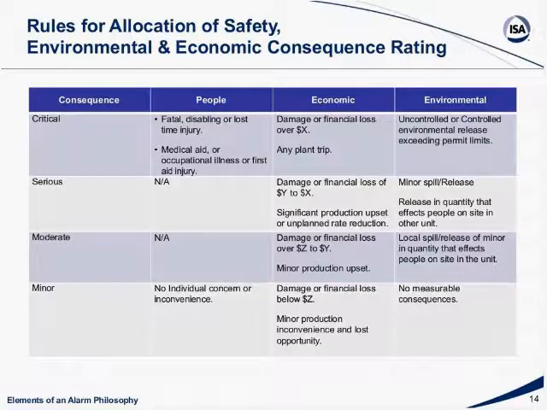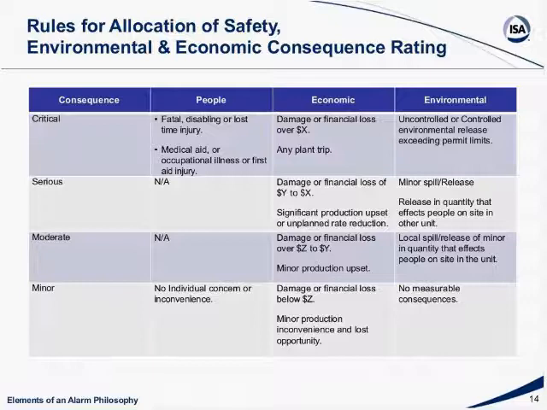The next level under the economic would be a significant production upset or unplanned rate reduction. That would be categorized as serious. If you have a minor production upset, that would be more moderate. And then a minor one would be a minor production inconvenience and a lost opportunity, but the dollar value is really pretty low.